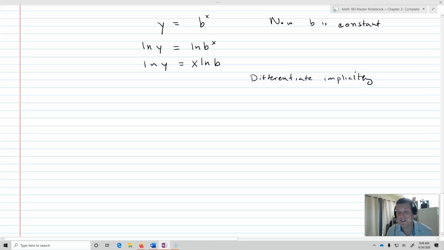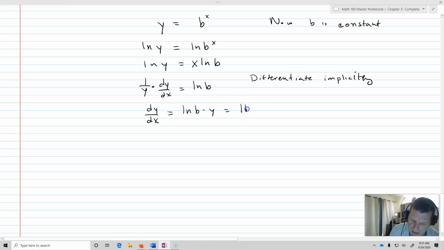Now b is constant, so the natural log of b is also constant. Differentiating implicitly, I get 1 over y times dy dx equals, and this is just x times a constant, so it's just the natural log of b. Now I'll multiply both sides by y. So dy dx equals ln of b times y, which is equal to b to the x times ln of b, which is exactly what we expect to get.